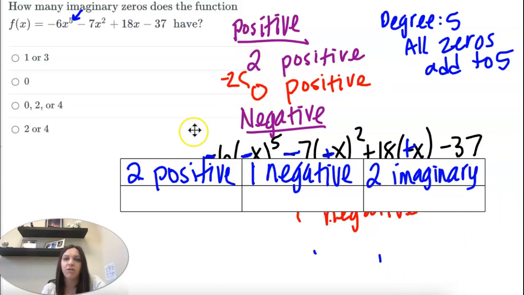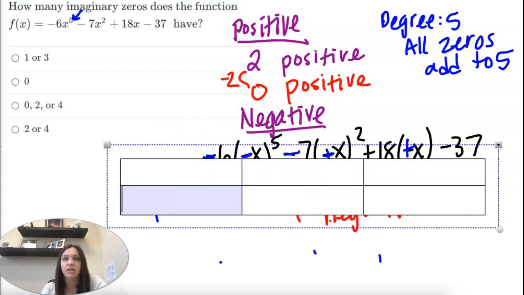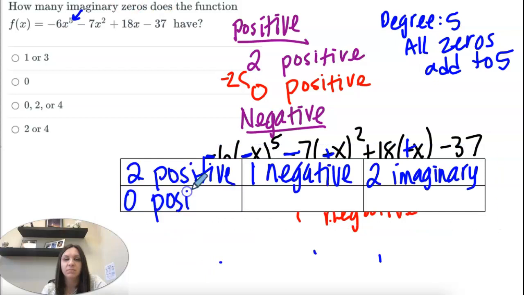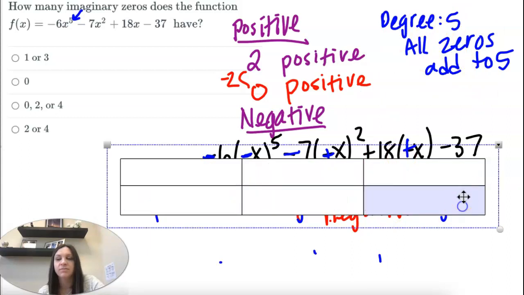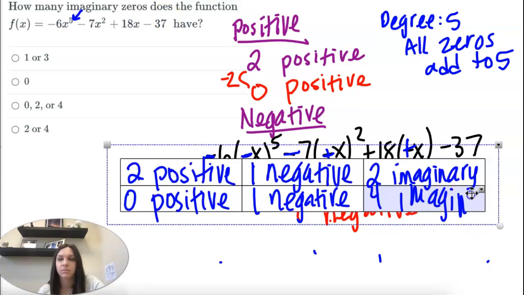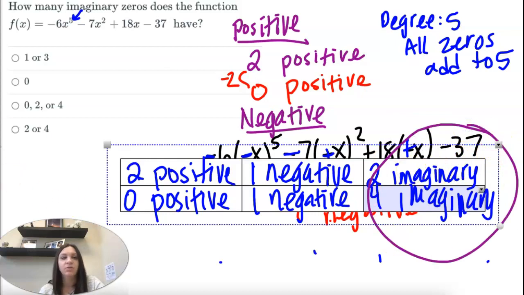Okay, now I'm going to go to my other option. What if I have 0 positive? There's always one negative. That one doesn't change. Then how many imaginaries do I have? I have to add to 5. So there's 4 imaginary. Okay, so those are options, 2 or 4.